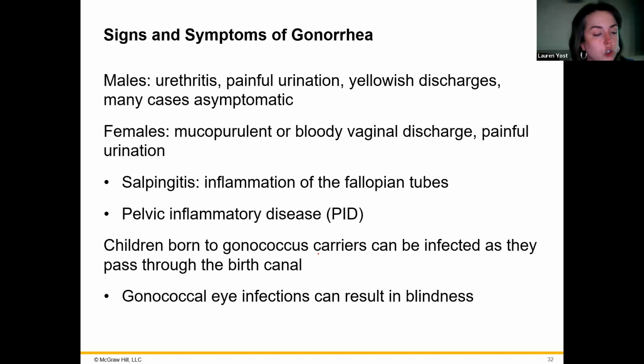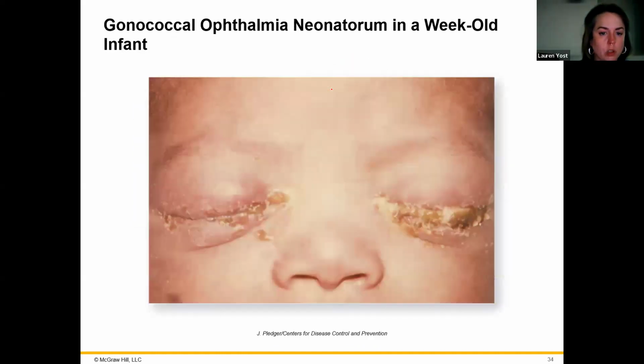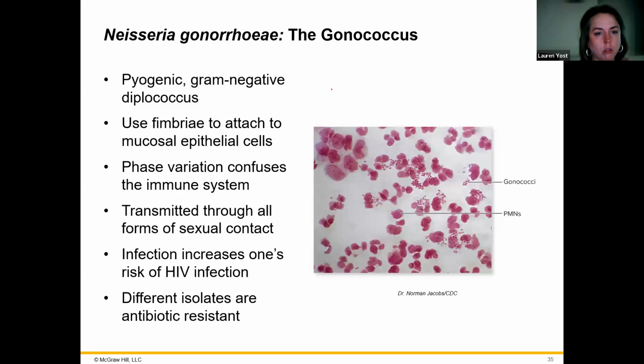But children who are born to mothers that have gonorrhea can become blind due to exposure to the bacteria in the birth canal. So here's some images talking about that. But yeah, we have scar tissue developing from the inflammation and everything like that. And then we have the ectopic or tubal pregnancies that can occur, as well as infections associated with the bacteria itself. All right, this is caused by Neisseria gonorrhoeae.